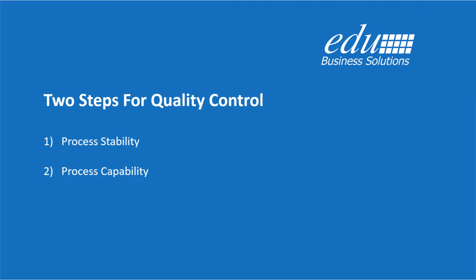Most quality control measures have two things in common. They attempt to achieve process stability and process capability, two different components of quality control. Both have to be achieved and maintained in order to ensure quality control. Process stability is the first step. Without it, we cannot move on to the next step of process capability.